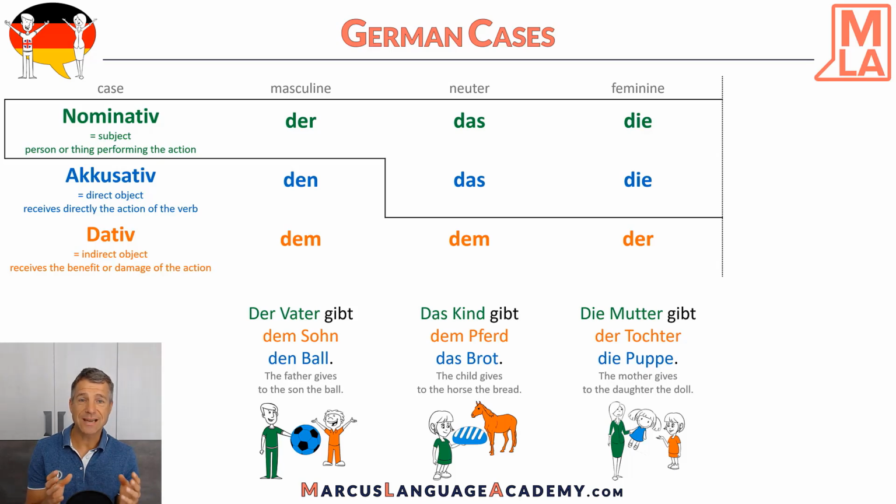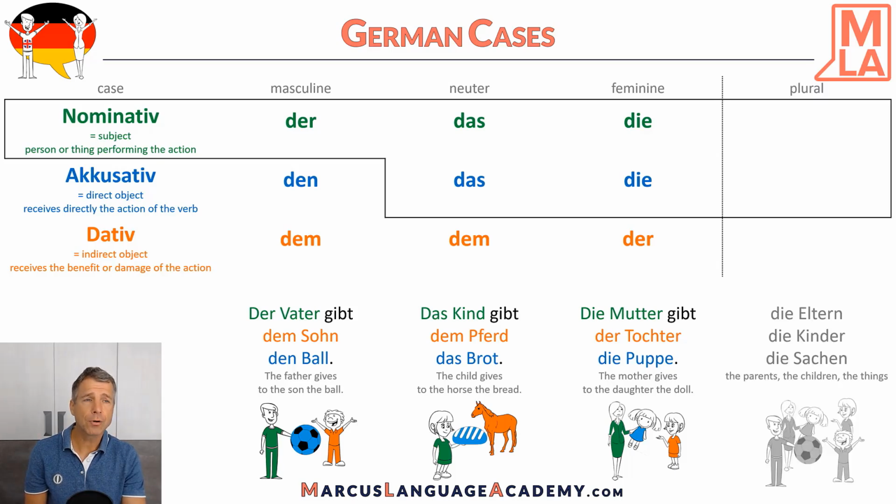and it's actually the direct object, and so it needs to be part of the action because the Kind gives the bread, so therefore it's a direct object. The plural article in German, it's always die. It doesn't matter the gender, so every time it changes to die. For example, here die Eltern, die Kinder, die Sachen, the parents, the children, the things.